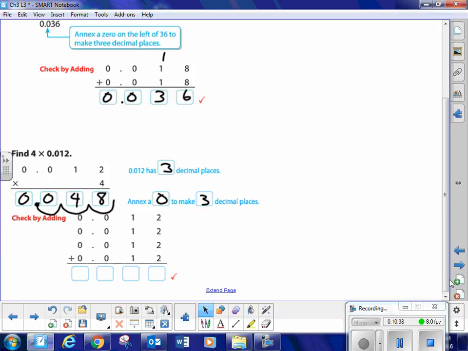Annexing 0. This 0 is already there. Then they check by adding, which I don't know if I agree with, because that's a lot of extra work. But in the book, we'll do it. You don't have to do it on your homework.